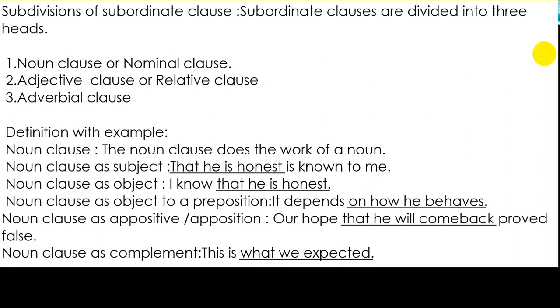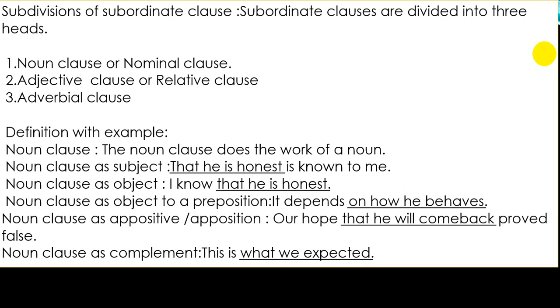Definition with example. Noun clause. The noun clause does the work of a noun. Different uses of noun clause. Noun clause as subject. That he is honest is known to me. That he is honest is a noun clause. The clause works as a noun. Noun clause as object. I know that he is honest. That he is honest is a noun clause, and the clause is used as an object.